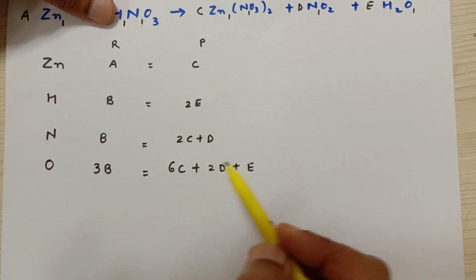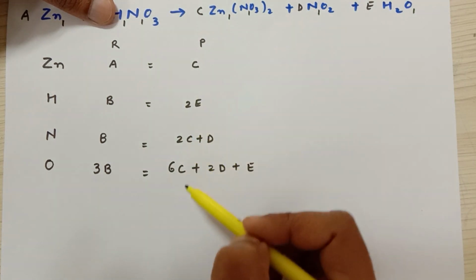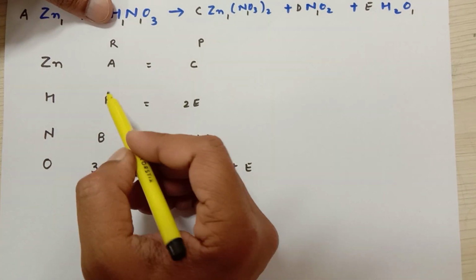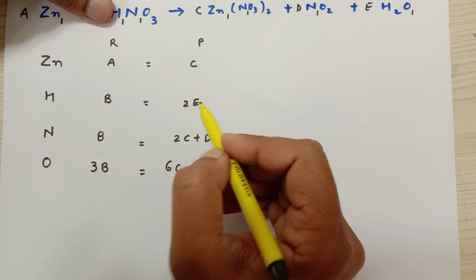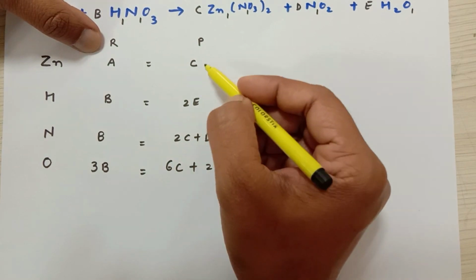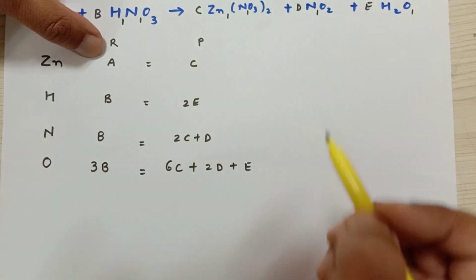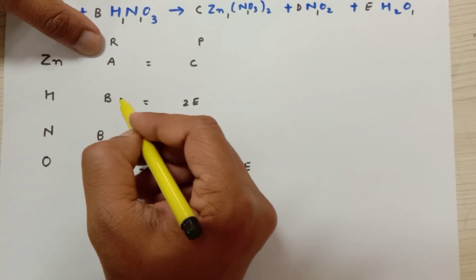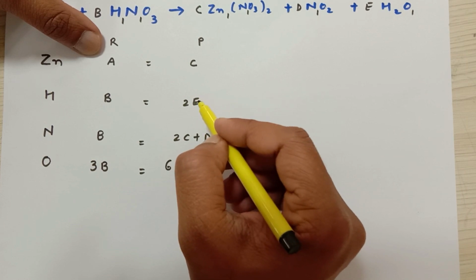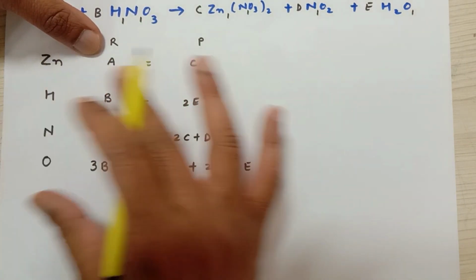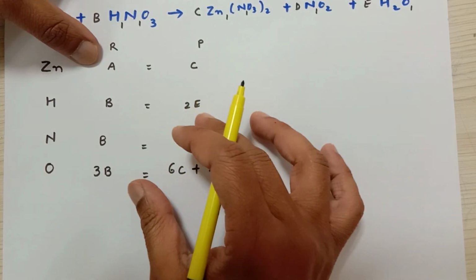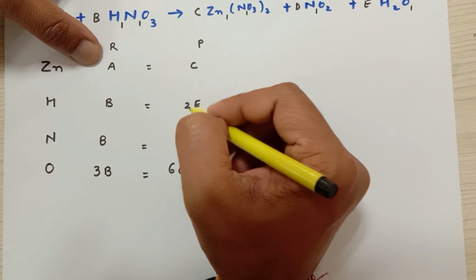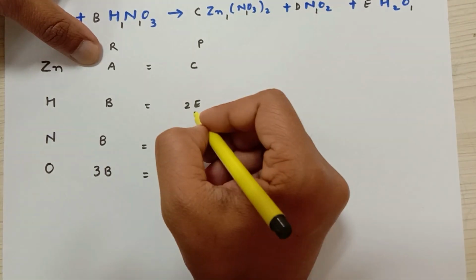So B can be selected, C can also be selected, as C is coming here 3 times. If I assume B to be 1, then I'll get the value of E. But if I assume C to be 1, I'll get the value of A. So it is up to you. You can select B as 1, you can select B as 2, you can select E as 1, you can select E as 2. It is up to you guys, right? So what I am going to do is select E as 1. It's up to you guys, right?